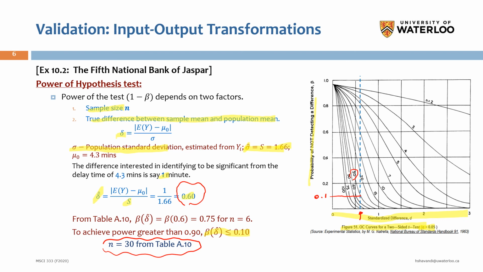Then by having those 30 replications, we can say the power of our test is 90%. Okay.